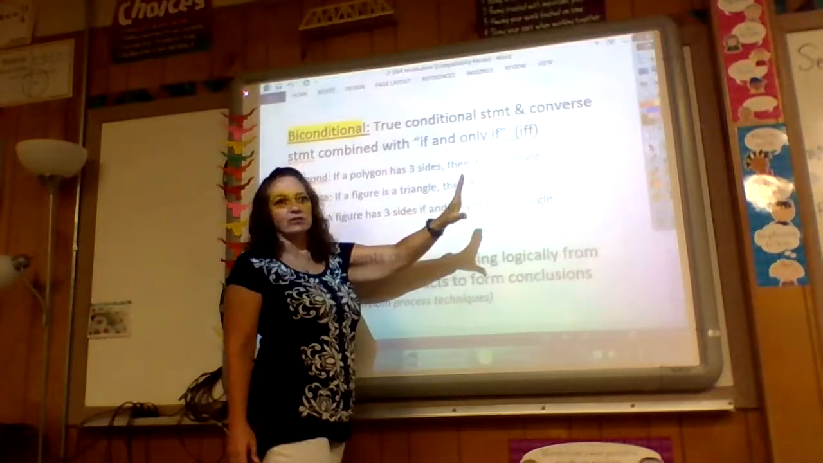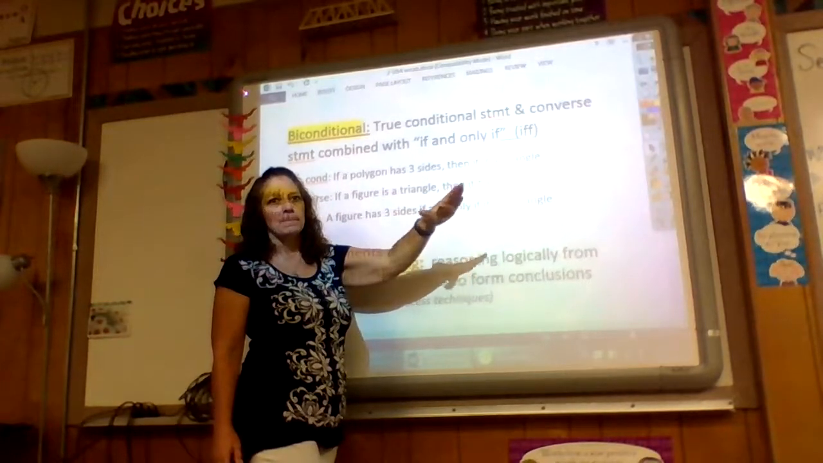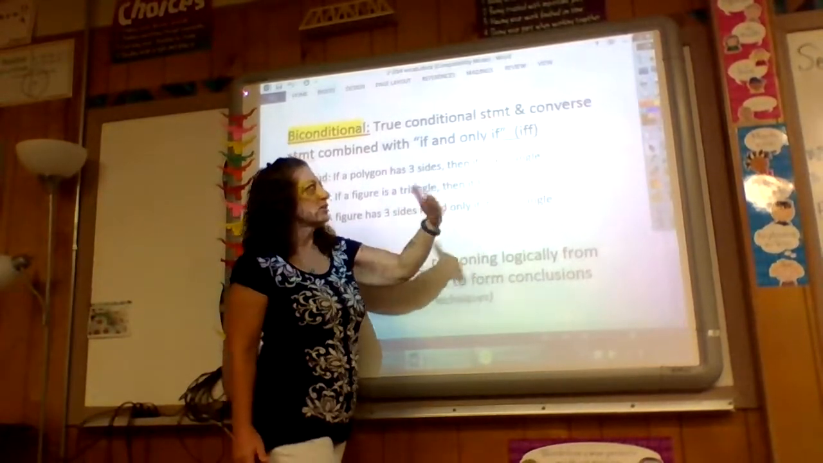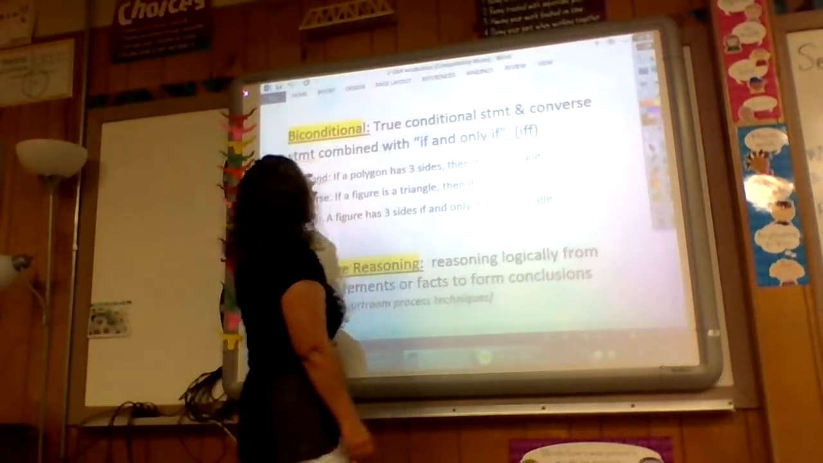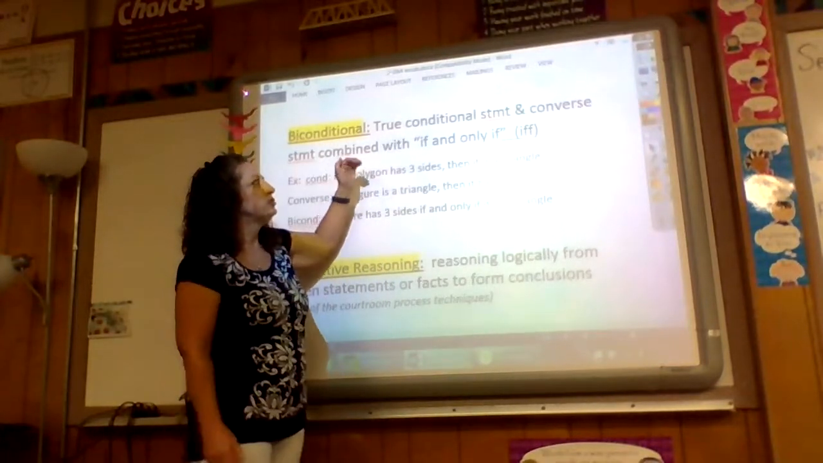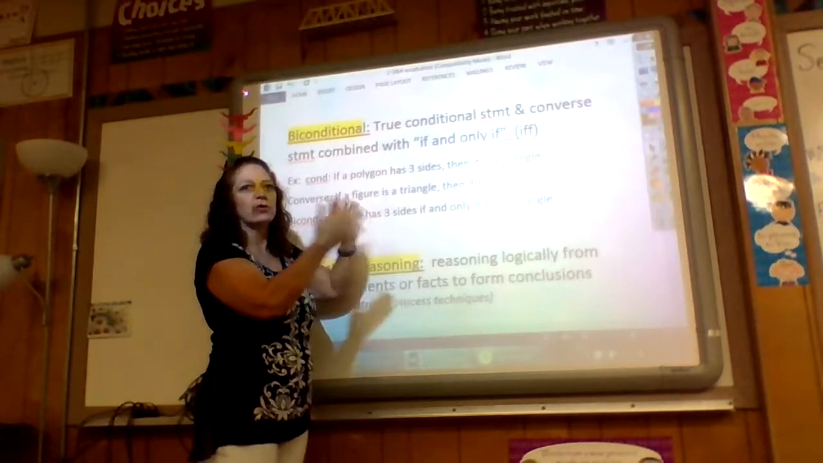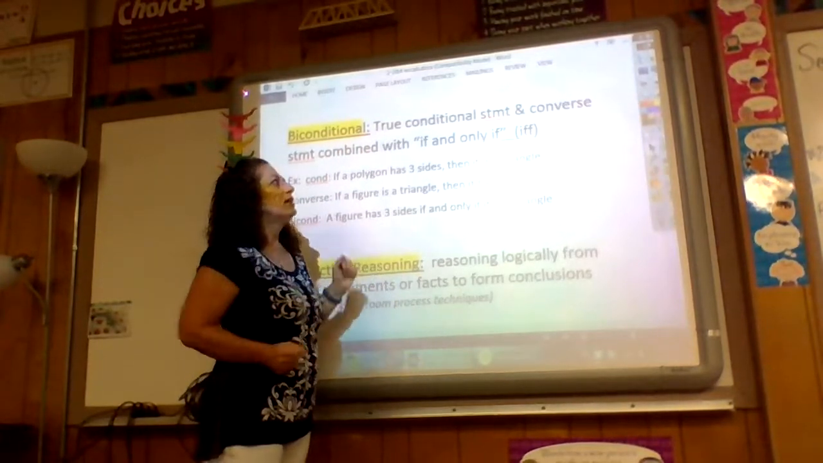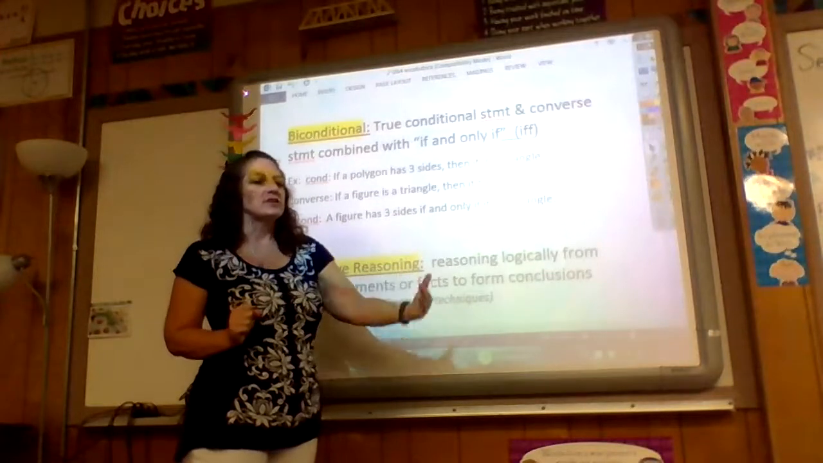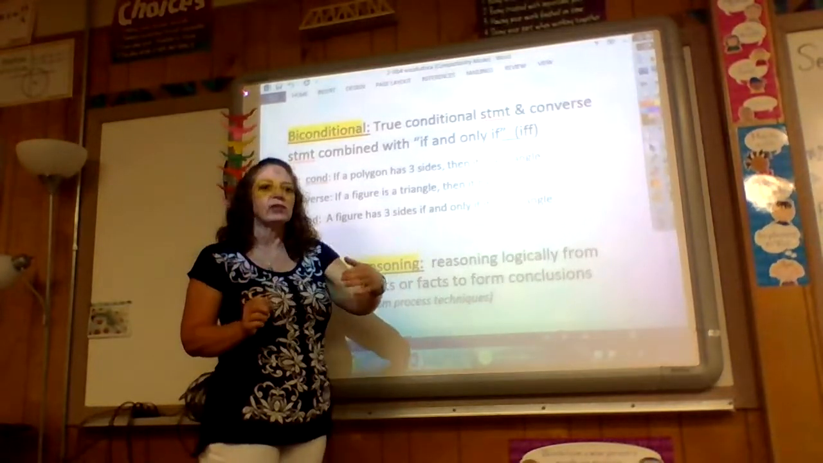When you converse, what does converse do? When you converse your statement, that also must be true. And then if they are both true, you can have a biconditional statement. In other words, it can work both directions no matter how you word it. And instead of having an if-then statement, you're going to have something if and only if something.